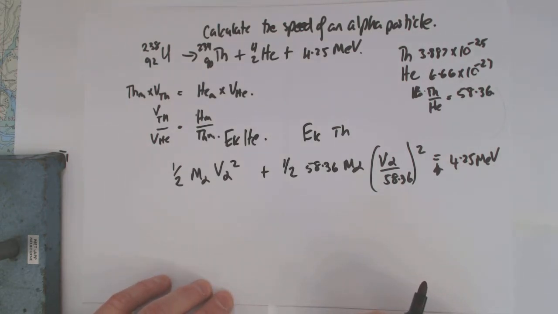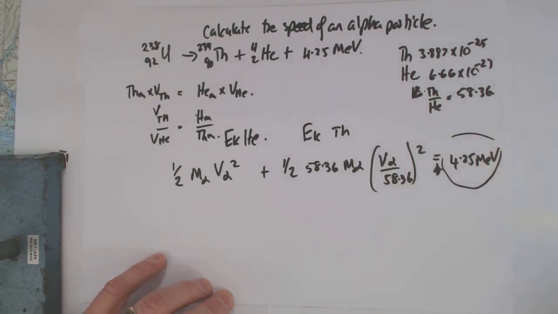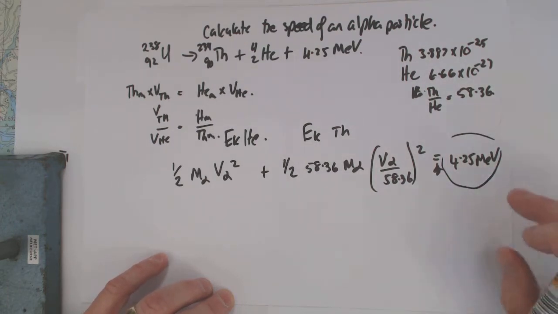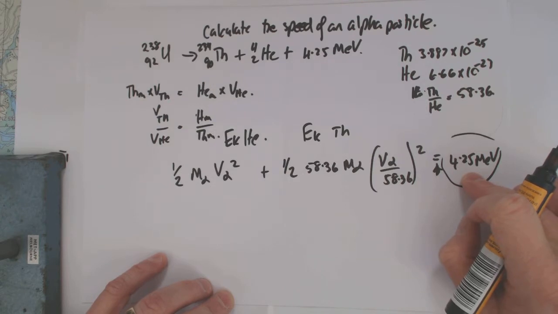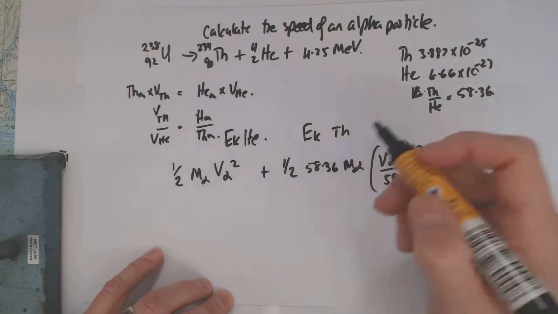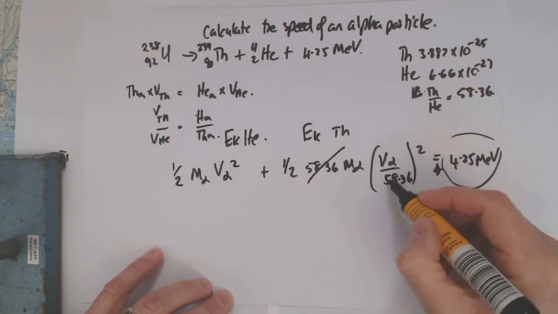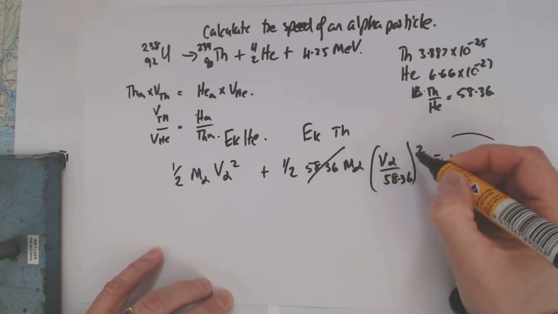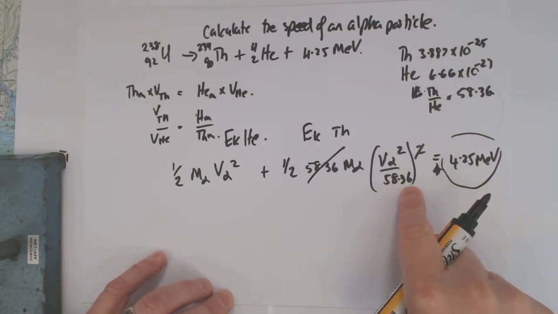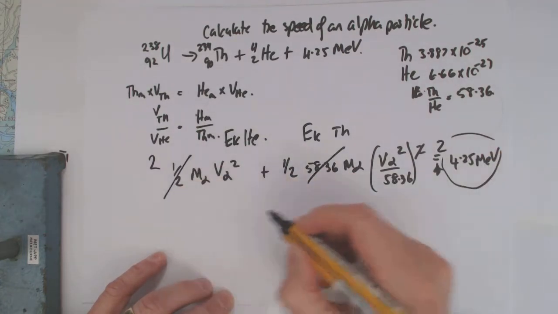After doing a little bit of cancelling, we can end up with an equation. A couple of things to remember: convert your mega electron volts back into electron volts, and then convert them into joules, which means you're going to have to multiply by the charge on the electron. So don't forget to do that. You can see what's going to happen here. That one cancels with that one, this will end up being squared, and you'll just have to divide by 58.36, having cancelled with that. We can multiply both sides by 2, that gets rid of the half.